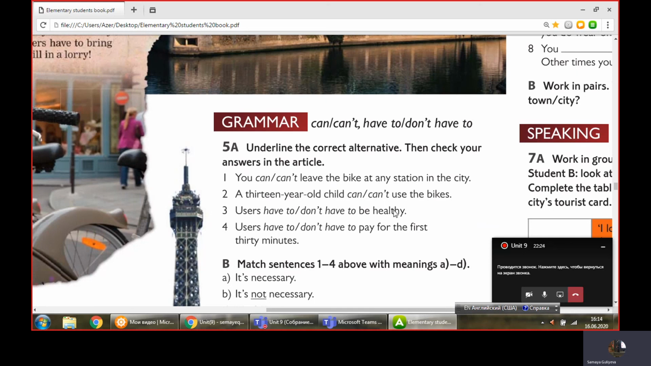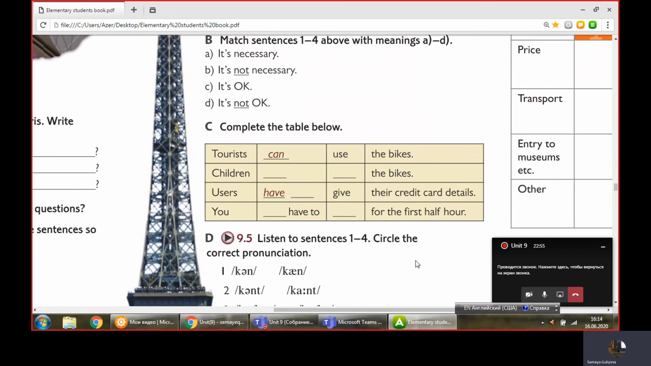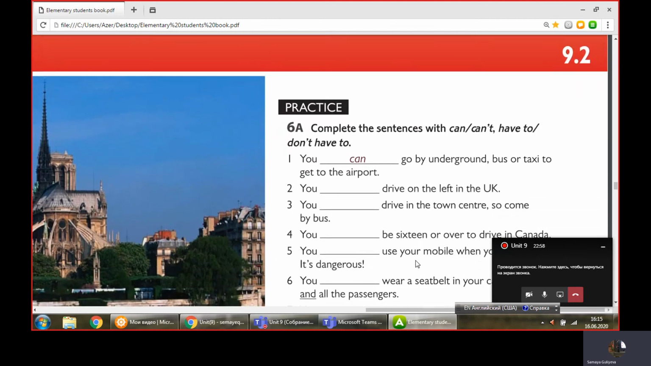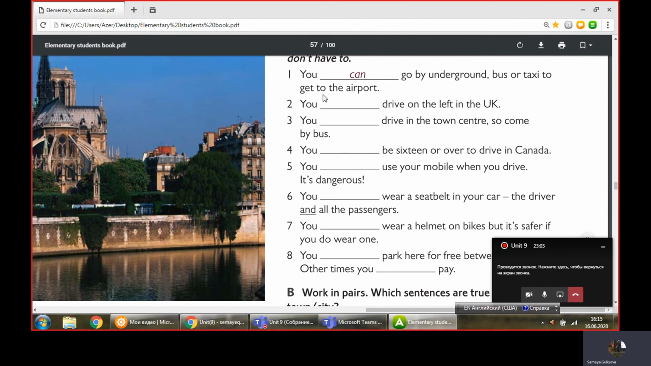Users have to be healthy. Users don't have to pay for the first 30 minutes. And here, tourists can use the bikes. Children can't use the bikes. Users have to give the credit card details. We use the particle to after have, the modal verb. And you don't have to pay for the first half hour. And so the last task: you can go by underground, bus or taxi to get to the airport.